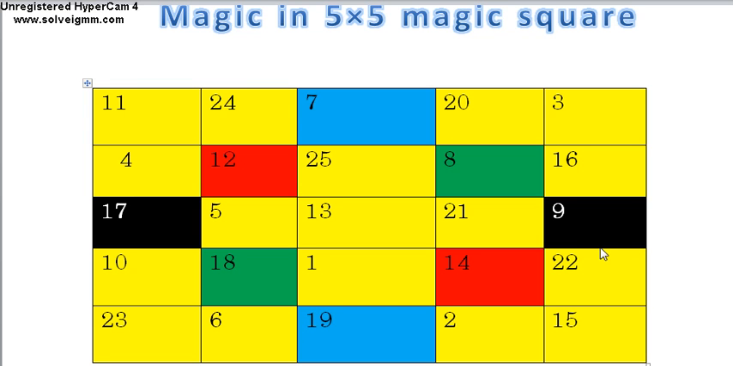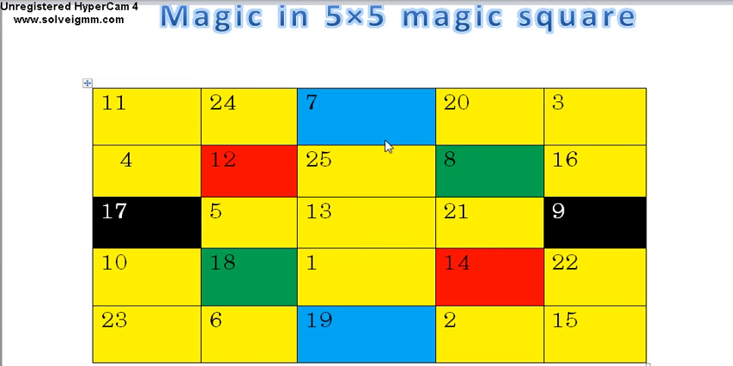In this magic square, there are some extra magics as well. Those are the yellow colored adjacent cells. The sum of the yellow colored adjacent cells is the same. The sum of these three cells is 39, these three cells 39, these three cells 39, these three cells 39, and these three cells 39, and this is also 39.